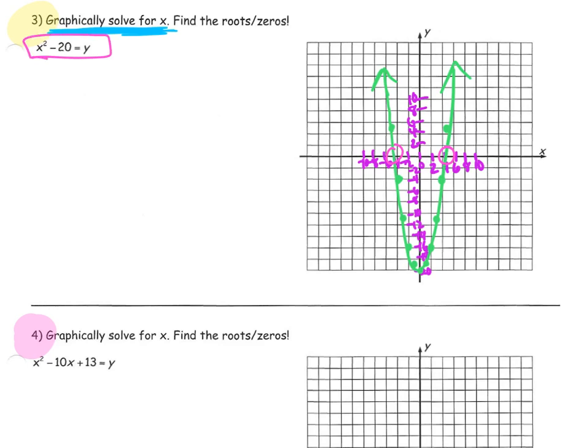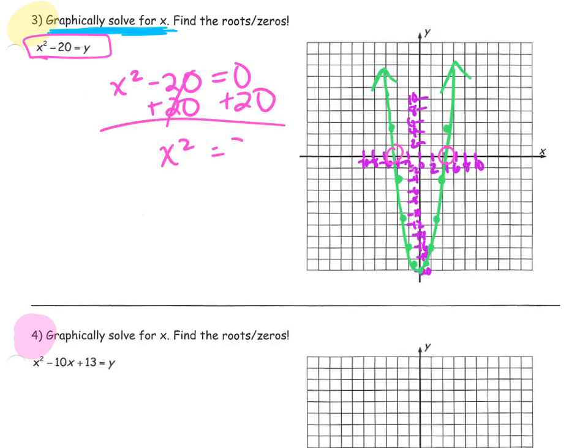When we solve quadratics algebraically, remember we set it equal to 0. Okay. All right, let's maybe add the 20 to both sides. So now I have x squared equals 20. Remember, to get something that's squared, we square root. So we square root. I don't really need to write that 2 there. That's implied. Okay, so now I have x equals.